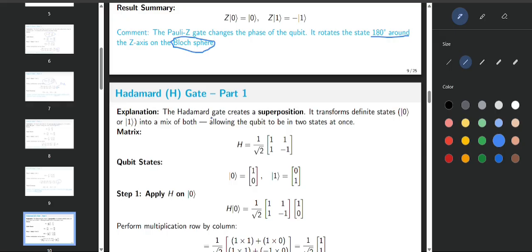So moving on to the main important gate, the Hadamard gate. Here, please look at the definition.